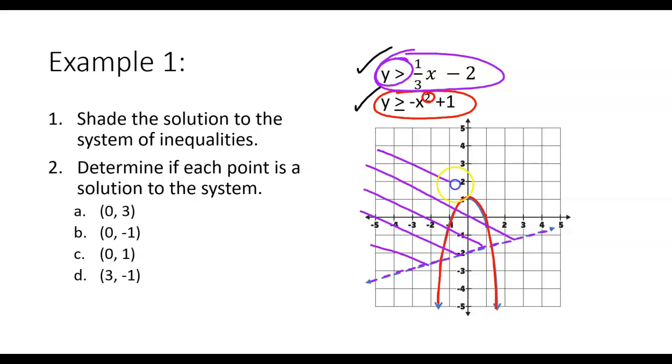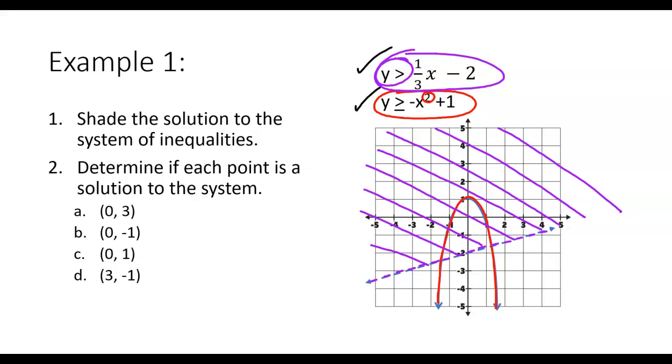Above the purple line. I'm just going to pretend like the parabola is not there right now. I'm just going to color right over it. So any point in that area up there is a solution. Okay? Now, what about the red line? Where am I supposed to shade for that one?